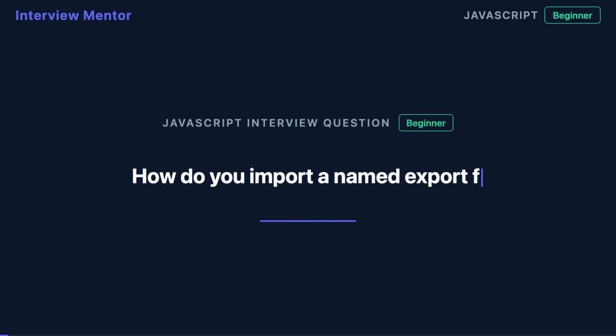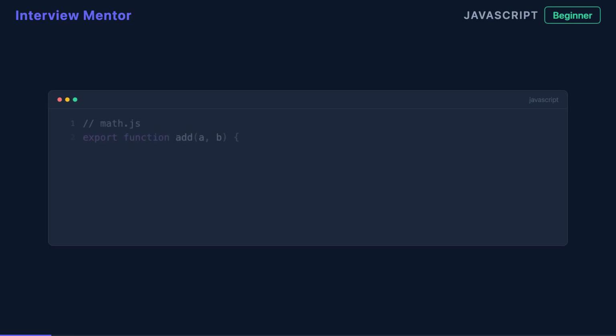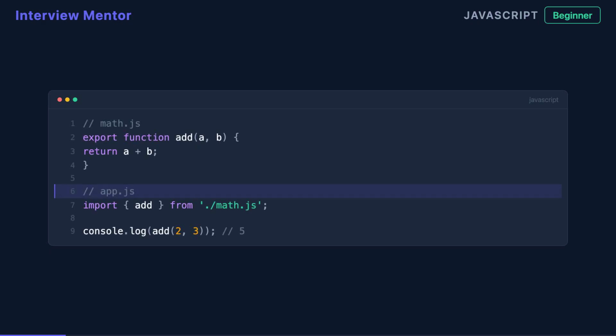Ever wonder why your imports break? The number one mistake developers make is forgetting the curly braces when importing named exports. Let's fix that. Named exports require curly braces around the import name.